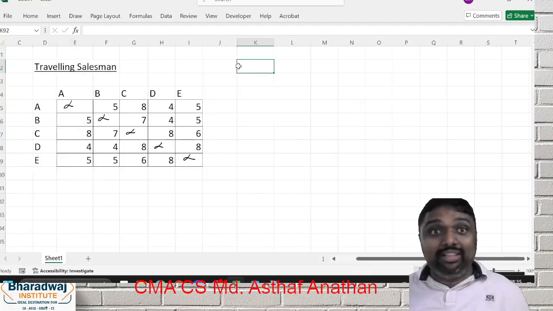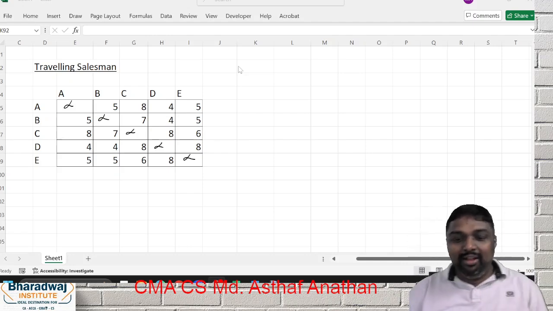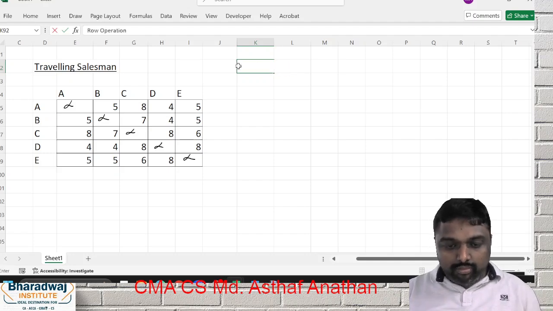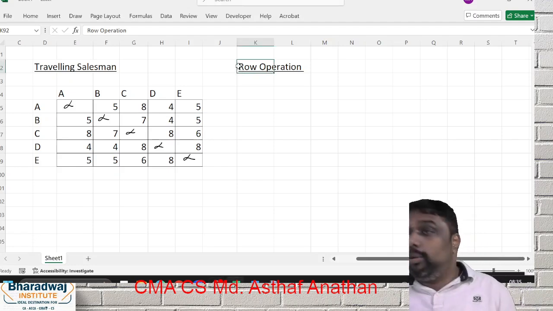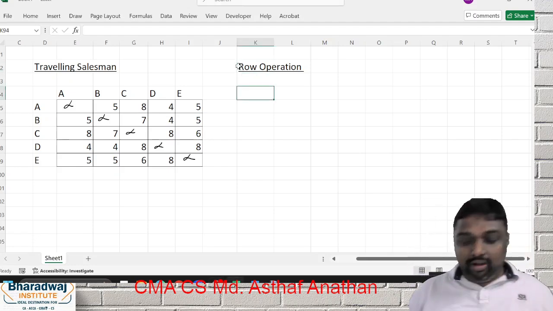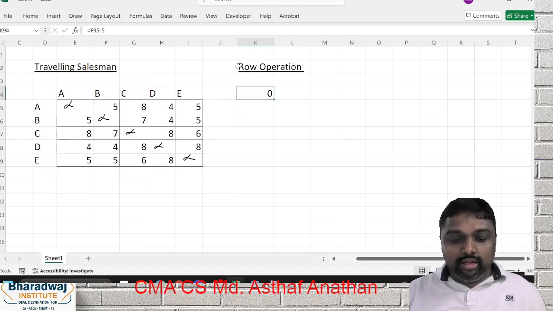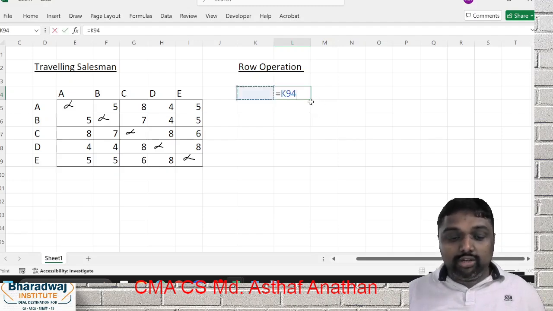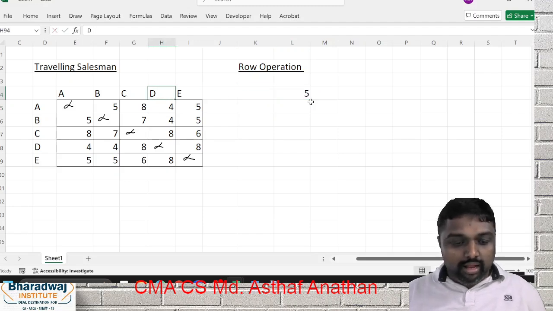So the first step in the traveling salesman problem is just like our normal assignment. We follow the Hungarian method. We have to go for row operation. Hope all of you are done, friends. What is row operation? Row operation means we reduce the least number in each row from every number. In the first row the least number is not 5, the least number is 4, so you have to reduce from the least number.